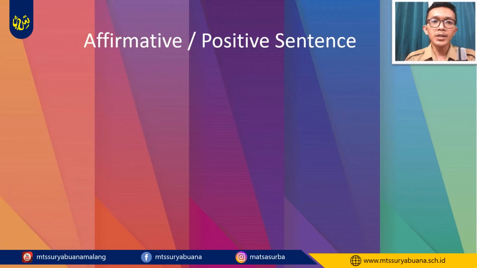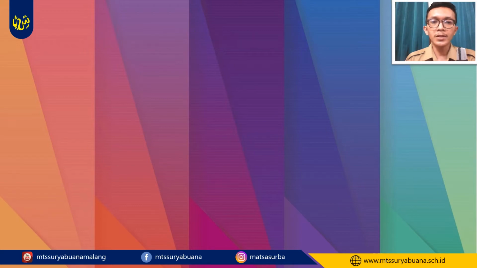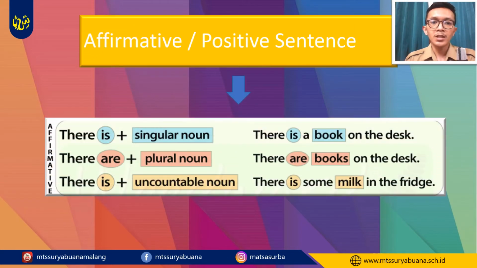I will explain this material one by one, starting with how to make an affirmative or positive sentence. Here is the formula and also the example. You can read here: there is plus singular noun. The example: there is a book on the desk. Is and then singular noun. Book here is a singular noun, so: there is a book on the desk.